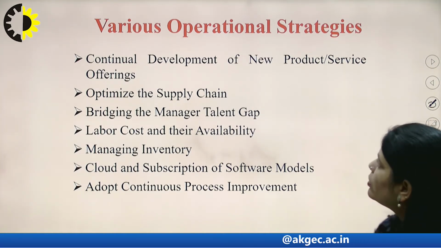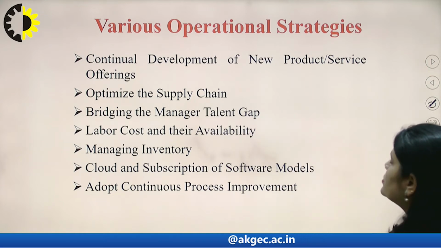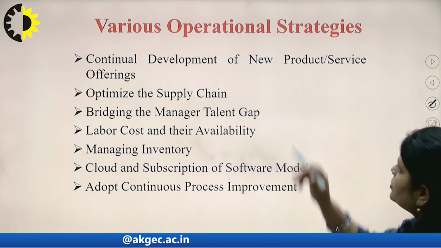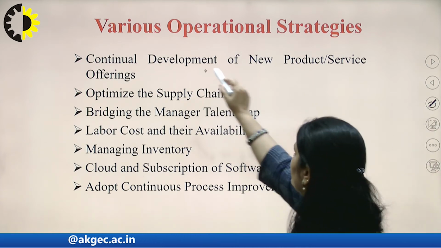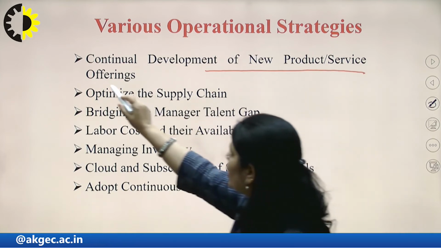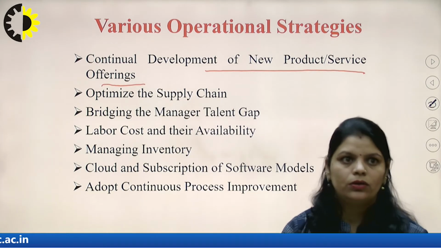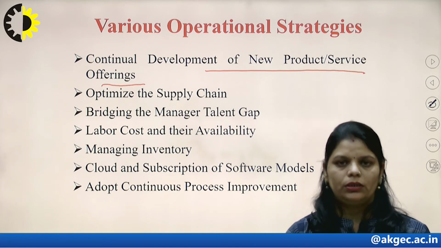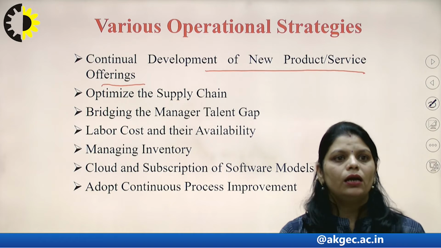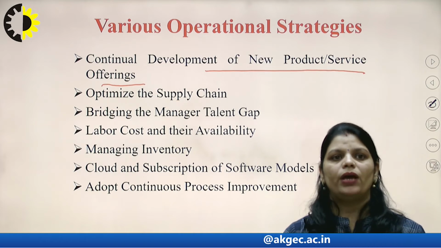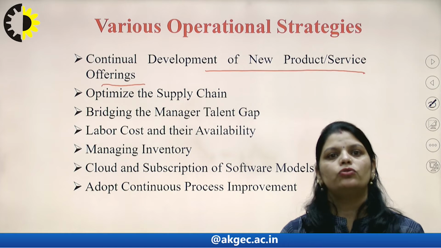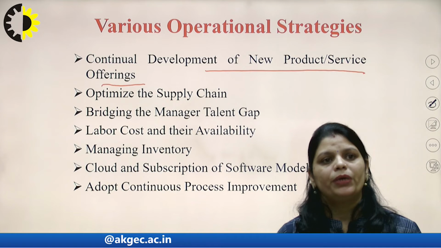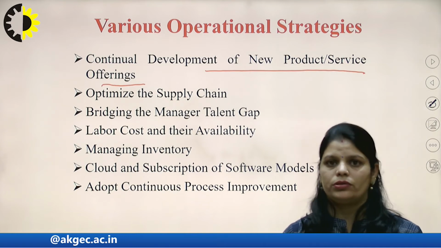So if we talk about the various operational strategies that are used in industries, the first is the continual development of new products and service offerings. So what is the meaning of it? If we talk about the trend in this case, then the single most important thing every company must do is to remain competitive. Okay, by developing new products and services.